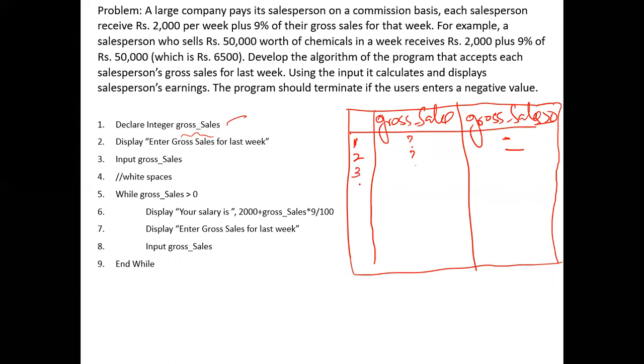And in statement number 3, let's try this number. So now we say that the gross sales that the user has entered is 50,000. And still we don't know about this expression. So leave line number 4, because remember, this is just white spaces. So move to statement number 5. In statement number 5, we're going to evaluate this expression. So this expression now becomes true. Remember, this is a positive number greater than 0. So this expression is true.